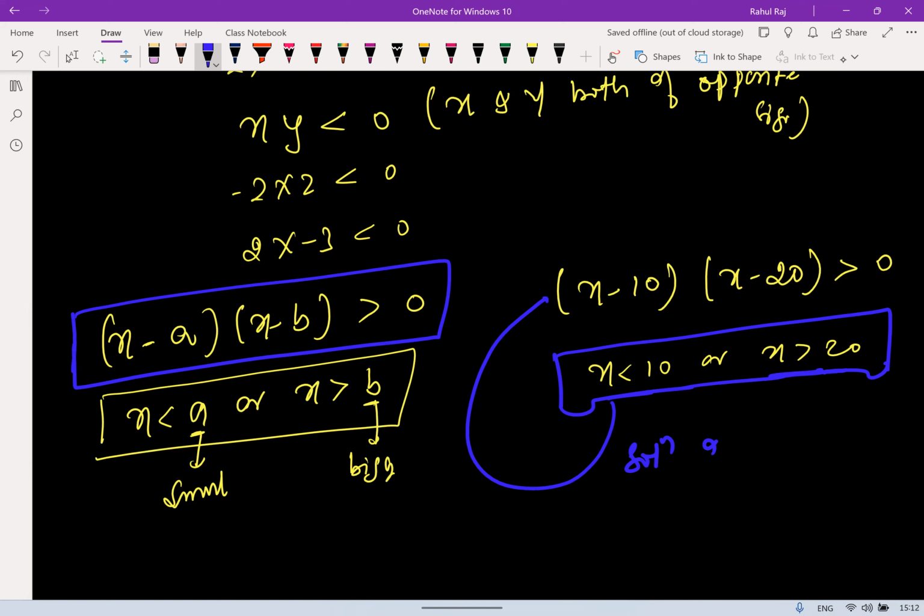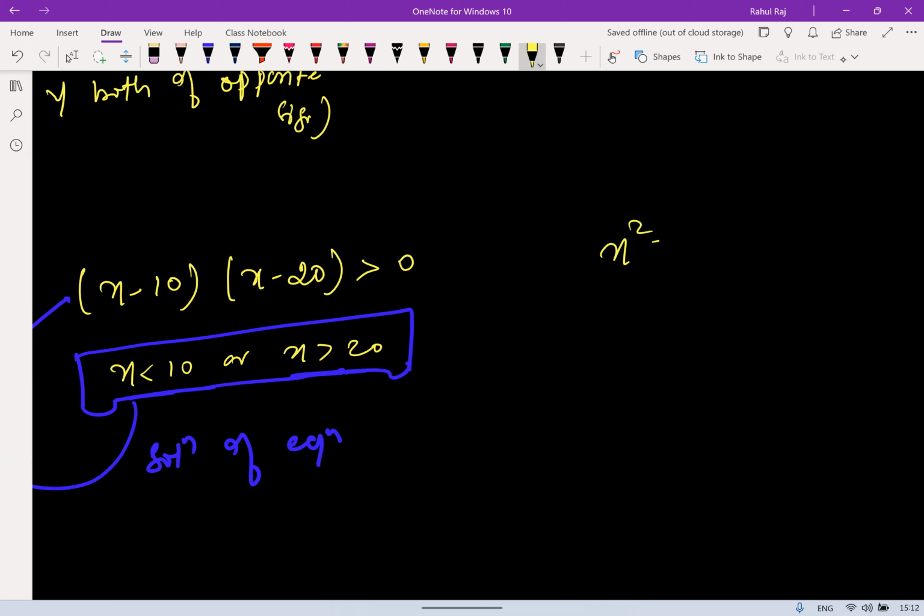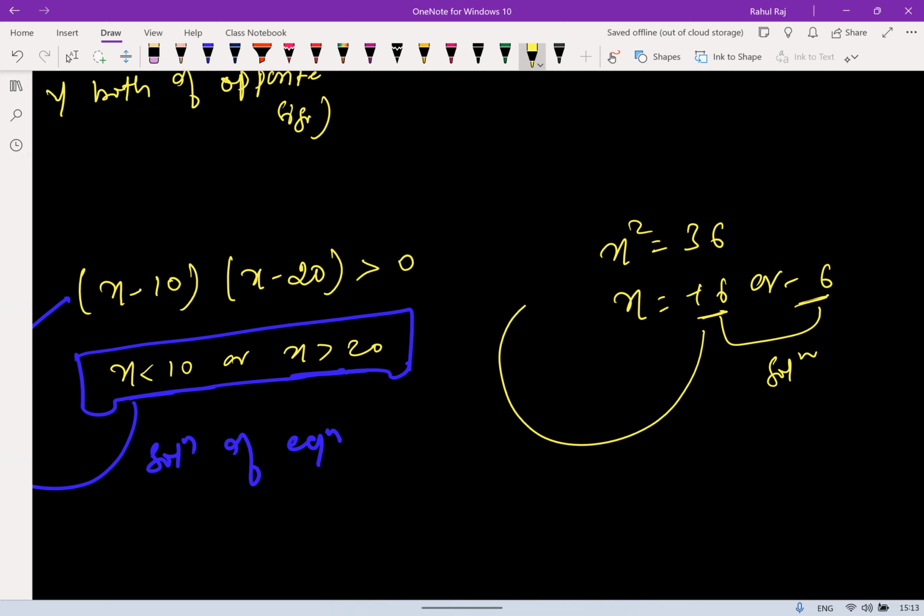Now, what do you mean by solution of an equation? Imagine I say x square is equal to 36. That means x is equal to plus 6 or minus 6, right? So when x square is equal to 36, x is equal to plus 6 or minus 6, what exactly is this? These are the solutions of the equation. And what do you mean by solution of an equation? When you place this back into the equation, you will see LHS is equal to RHS. When you put 6 over here, x square is 36, which is equal to 36. When you put minus 6 over here, minus 6 square is nothing but 36, which is equal to 36.